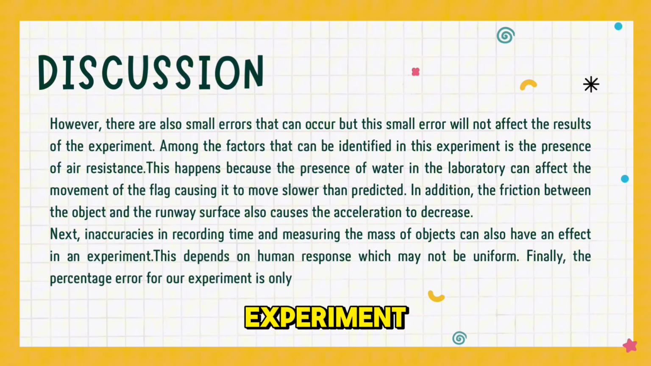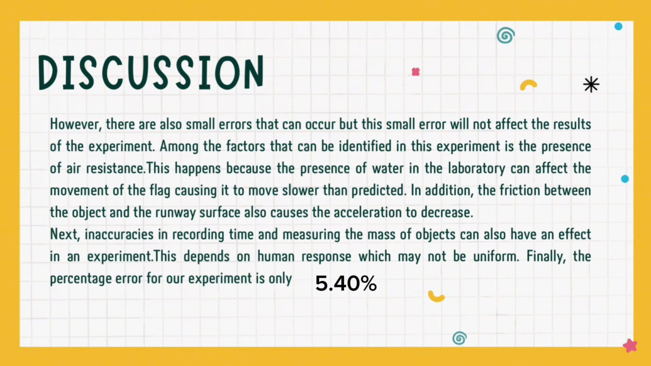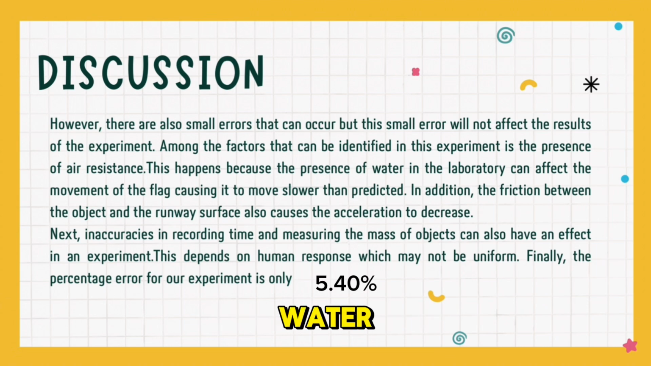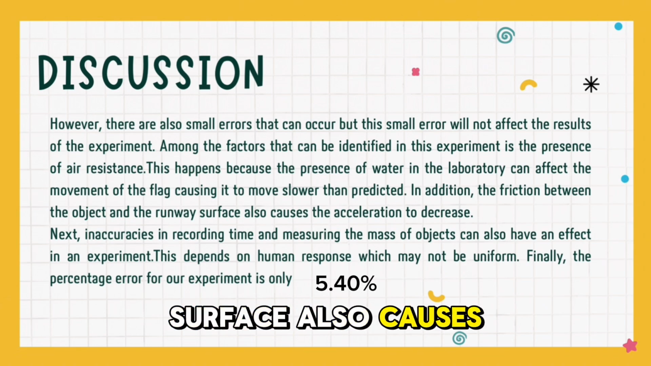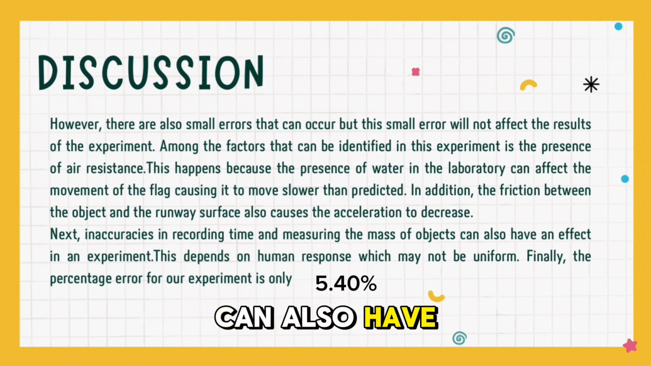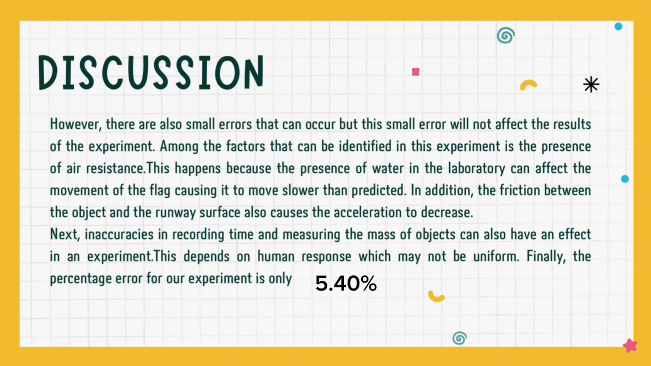During this experiment, there are also small errors that can occur, but the small errors will not affect the result of the experiment. Among the factors that can be identified in this experiment is the presence of air resistance. This happens because the presence of wind in the laboratory can affect the movement of the flag, causing it to move slower than predicted. In addition, the friction between the object and the runway surface also causes the acceleration to decrease. Next, inaccuracies in recording time and measuring the mass of the object can also have an effect on the experiment. This depends on human response, which may not be uniform.